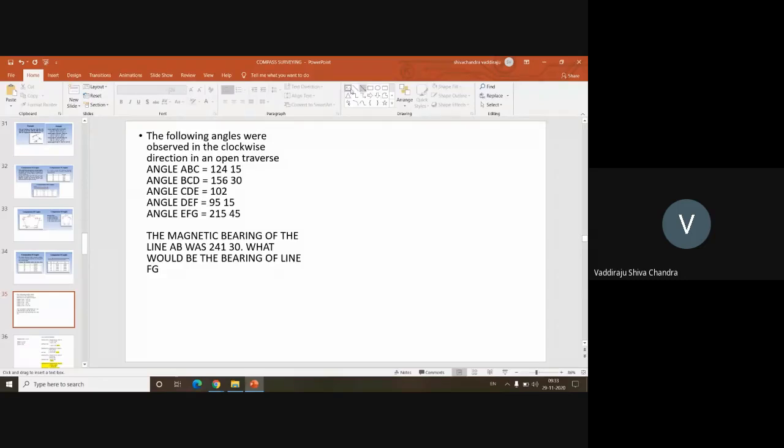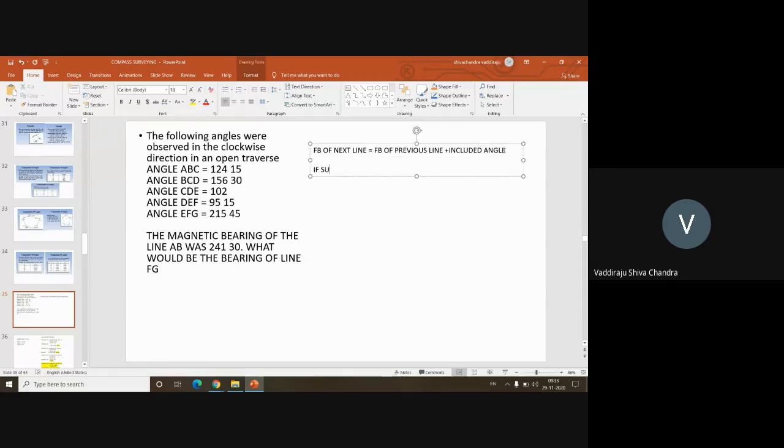And the equation is: forebearing of next line is equal to forebearing of previous line plus included angle. Okay, this is the equation which you need to use to determine the forebearing of the next line if the forebearing of the previous line and the included angle are given. But there is a condition here you need to apply.